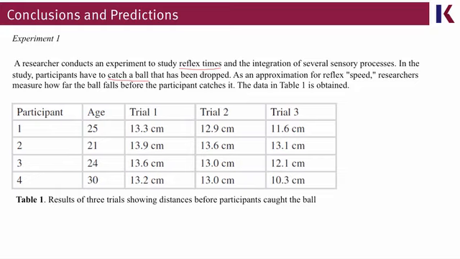Rather than measuring the amount of time or the speed for that reflex to occur, the researchers actually measure how far the ball falls before the participant catches it, serving as a proxy essentially for how long the reflex would occur, making the reasonable assumption that if the reflex takes longer, the ball is going to fall a further distance. Let's take a look at the table and, using similar processes to that during Learning Goal 1, analyze some of the data that's been presented.